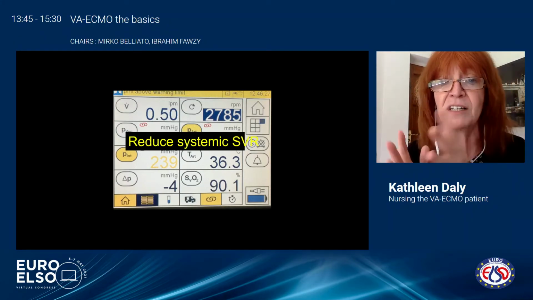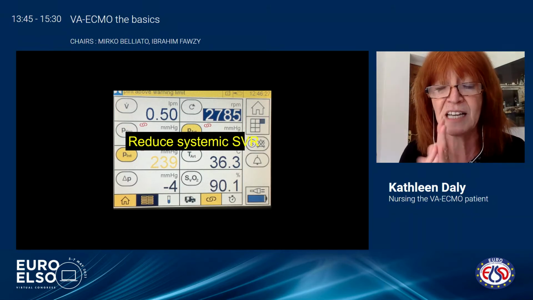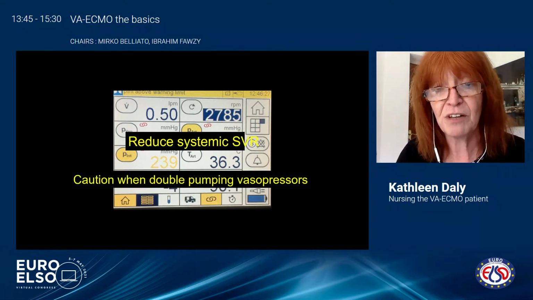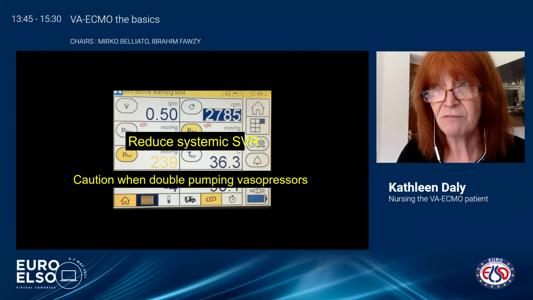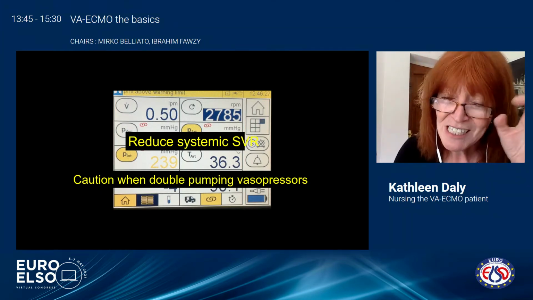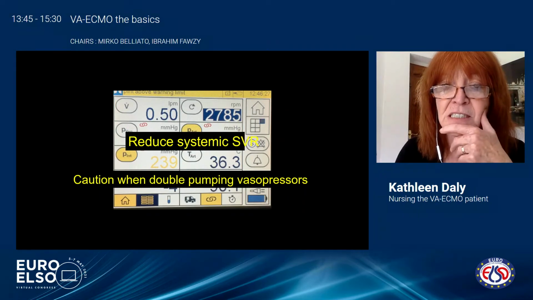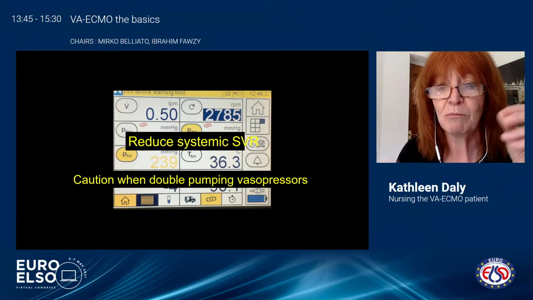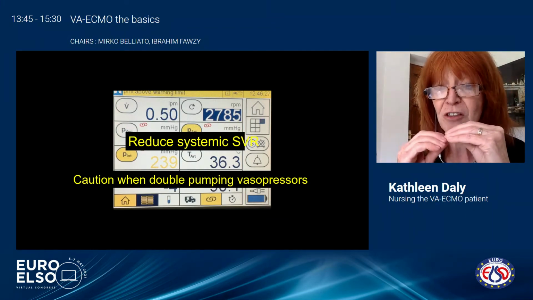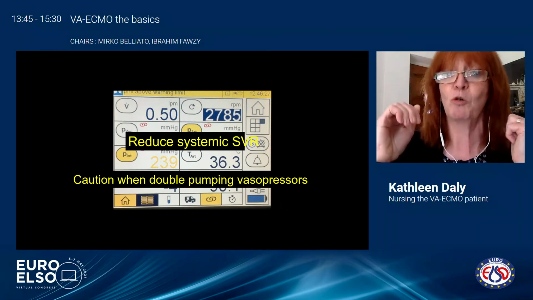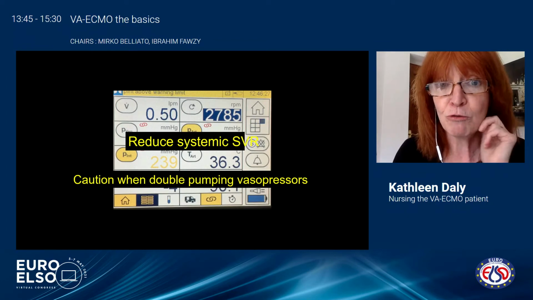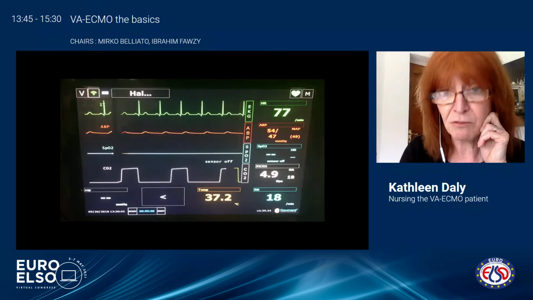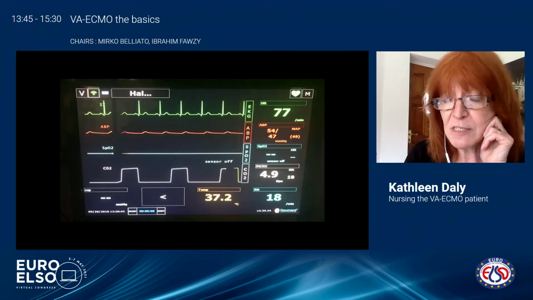So what we've got to think about is reducing the systemic SVR. If the patient's on vasopressors, let's reduce the vasopressors, let's consider vasodilation. And if they still do require some vasopressors, we've got to be very careful when we're double pumping to change the infusions that we don't cause an excessive rise in the patient's blood pressure, which will result in a loss of ECMO blood flows. Pulse pressure, as we've heard, is very important.